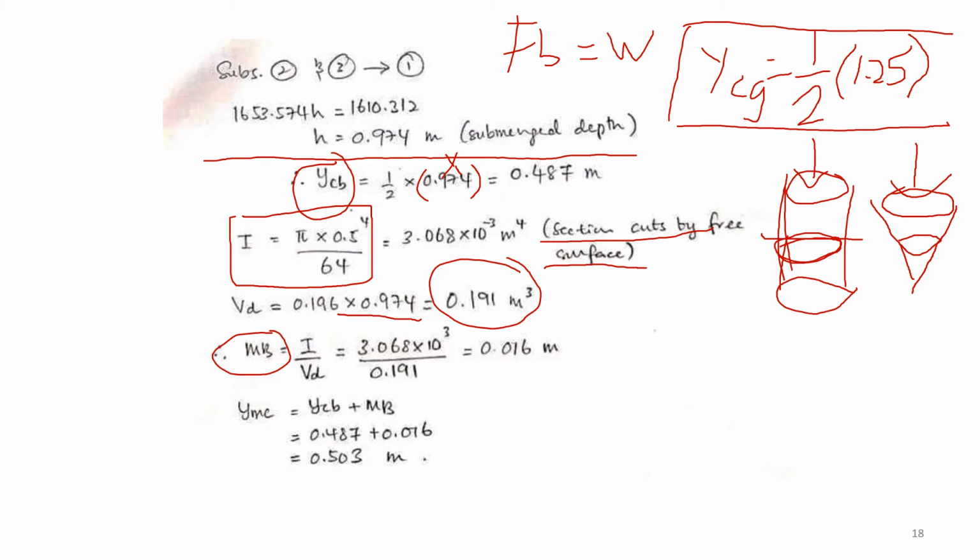Okay, then the next step is calculating the YMC using this formula. YMC is length of bottom to the center of buoyancy, YCB. And another one is MB. MB is length from center of gravity to the MC, metacentric. Okay, times both length in meter. So, you get the YMC 0.0503. Okay, then only we can compare the YMC to the calculated or given YCG.